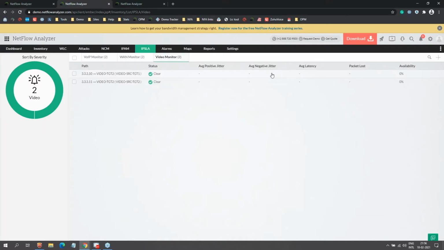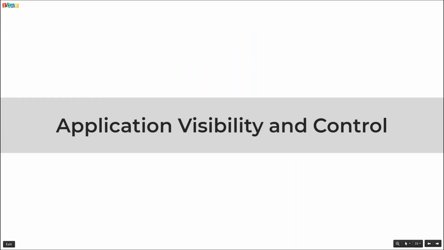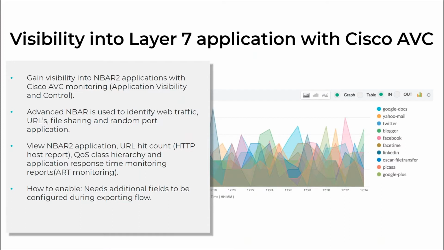Coming to the next one, which is application visibility and control, or AVC for short. What AVC does, or how it can be used in our product, is that you can now get visibility into layer 7 applications using the Cisco AVC technology. Either this or the advanced NBAR, that is NBAR2, you can use to identify web traffic, the URLs, and the host traffic there. You can see file sharing information and random port application information, all of that listed in our product.